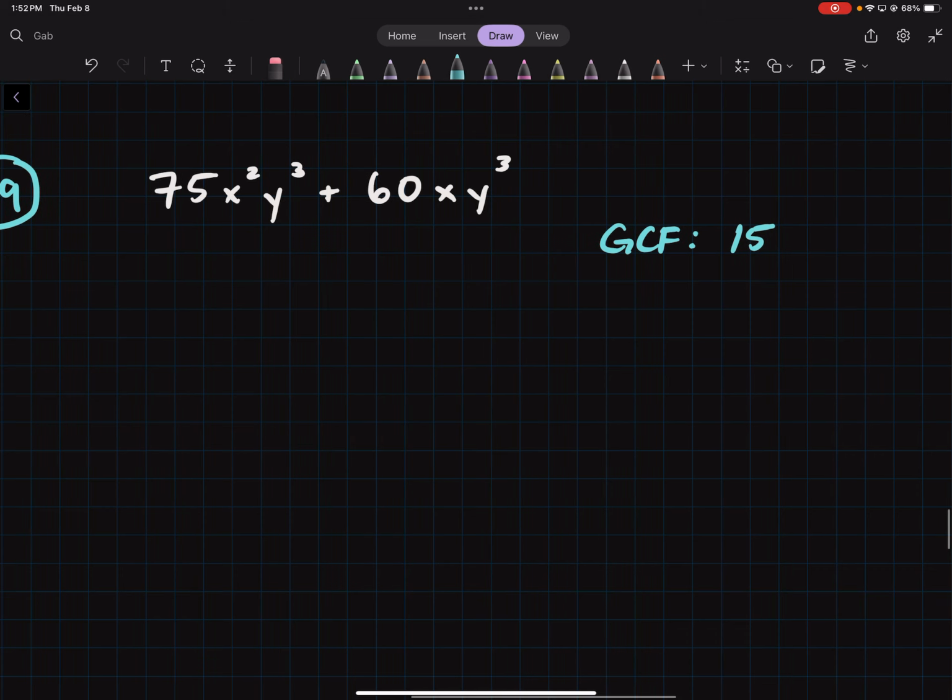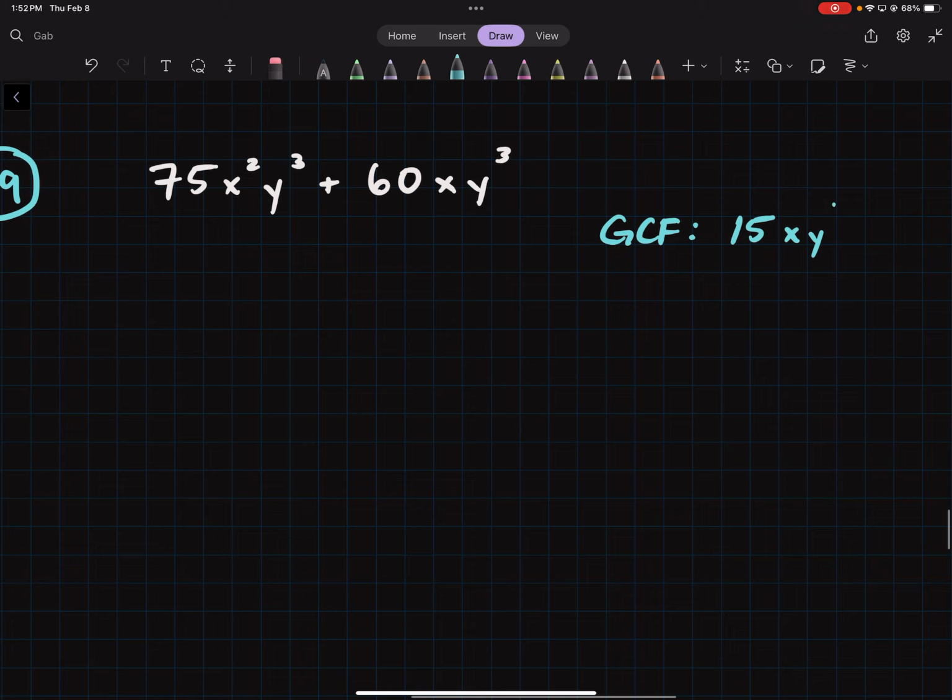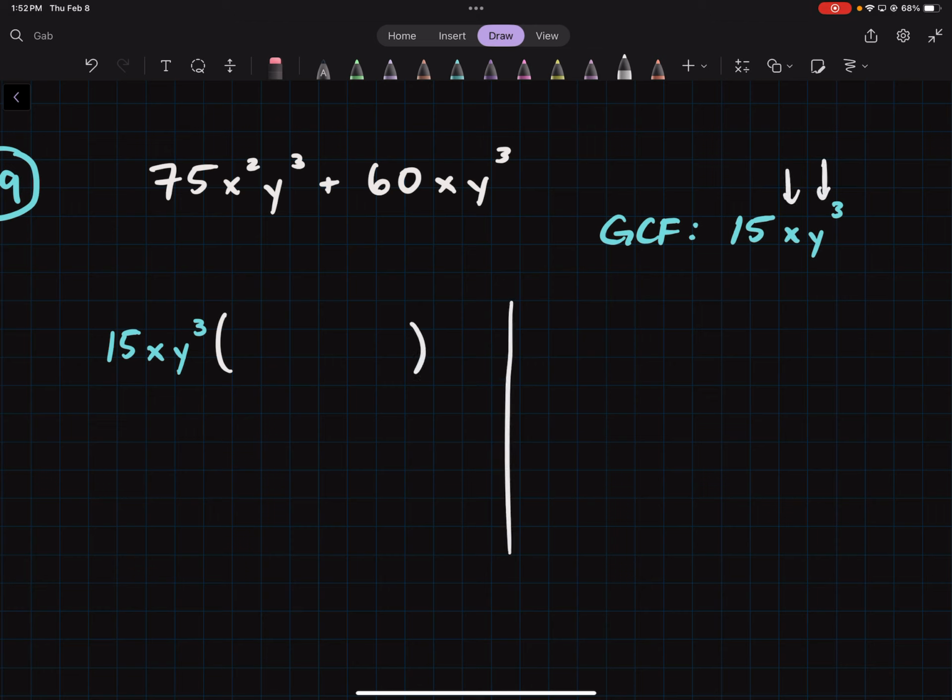How many x's in common? One. So just x, and then y to the 3, so y to the third. Great. Okay. So same thing. Set it up the same way. Why? Because for the variables, I'm just showing you how many we have in common between the two.